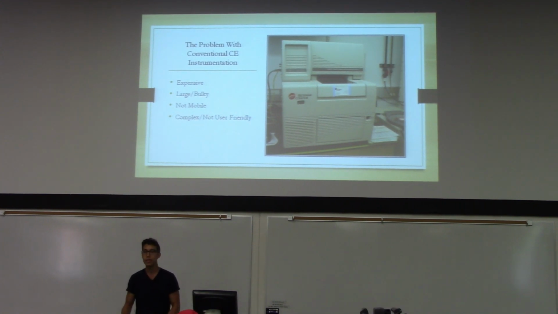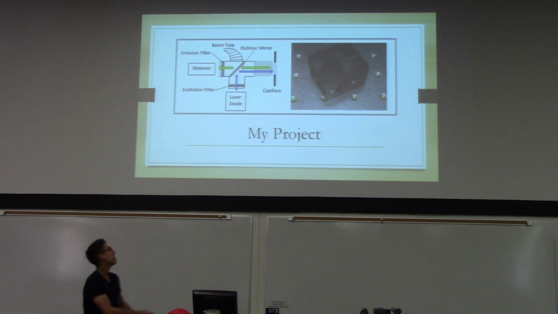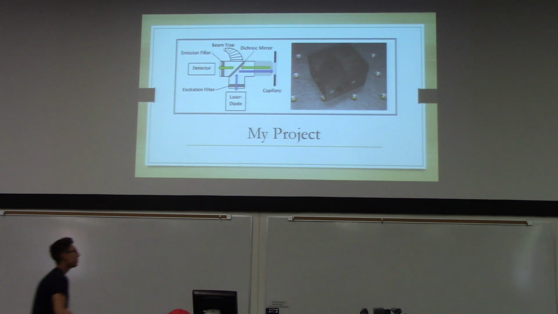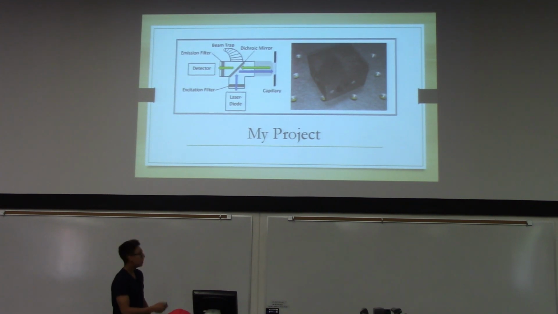The problem with conventional CE instrumentation, CE being capillary electrophoresis for short, is that it's expensive, large and bulky, not mobile, and also very complex, so it's not very user-friendly. So my project is this, which I can pass around. It's about the size of a computer mouse, which is pretty cool. Let me explain the parts of it. As you can see here, it takes all of the classic components of CE and compacts them.